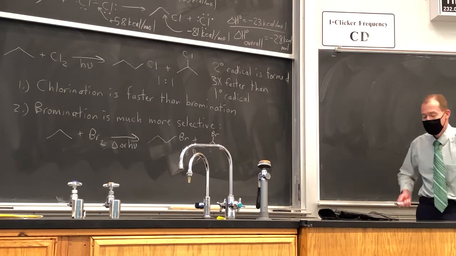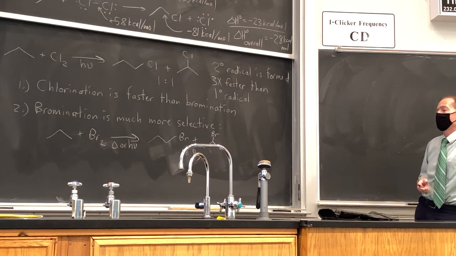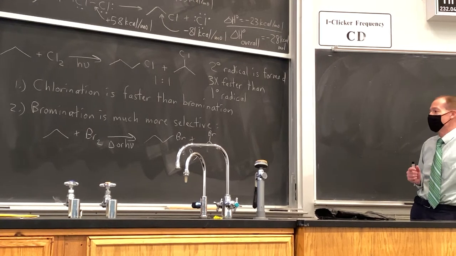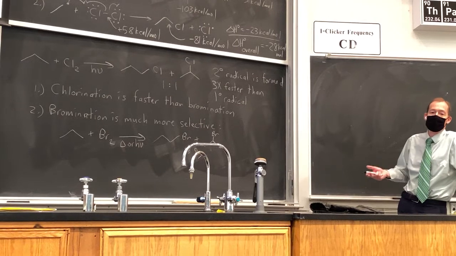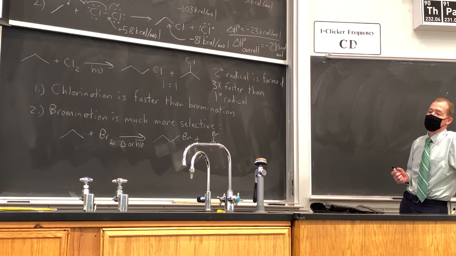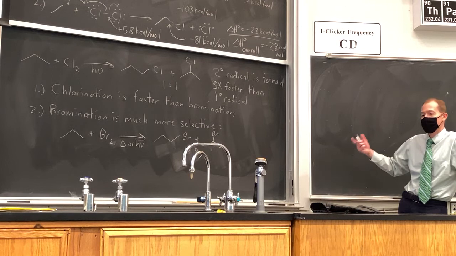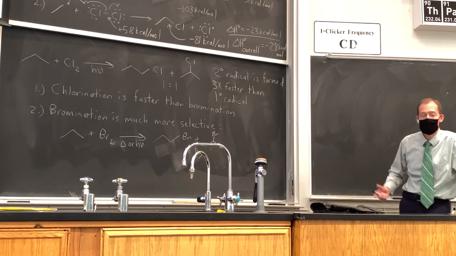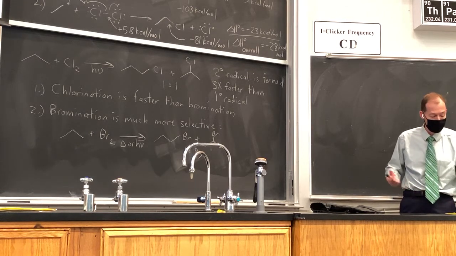So we have the same statistics here. We have 3 times as many primary hydrogens as we do secondary hydrogens. And so the fact that this ratio is basically 100-to-1 tells us that with bromination, the formation of the secondary radical is about 300 times faster than the formation of the primary radical. It was 3 times faster in chlorination. It's 300 times faster in bromination. So you have a much bigger difference.